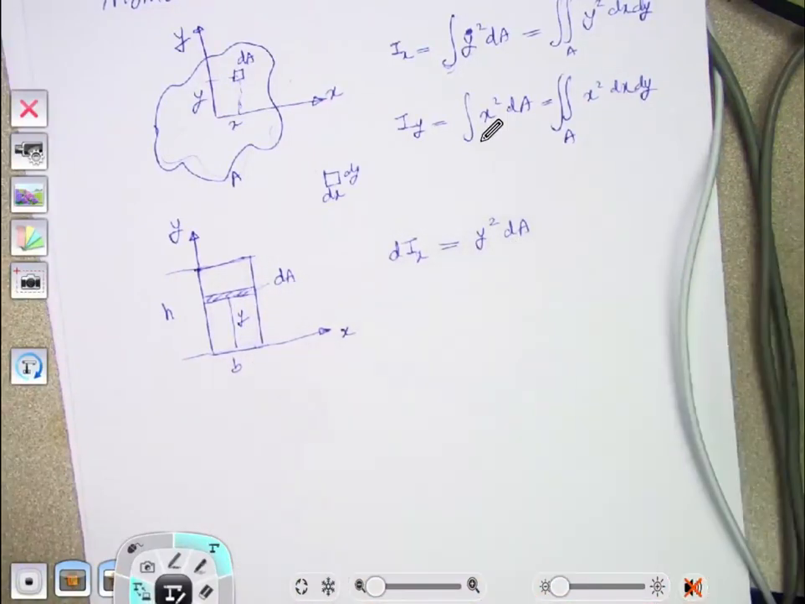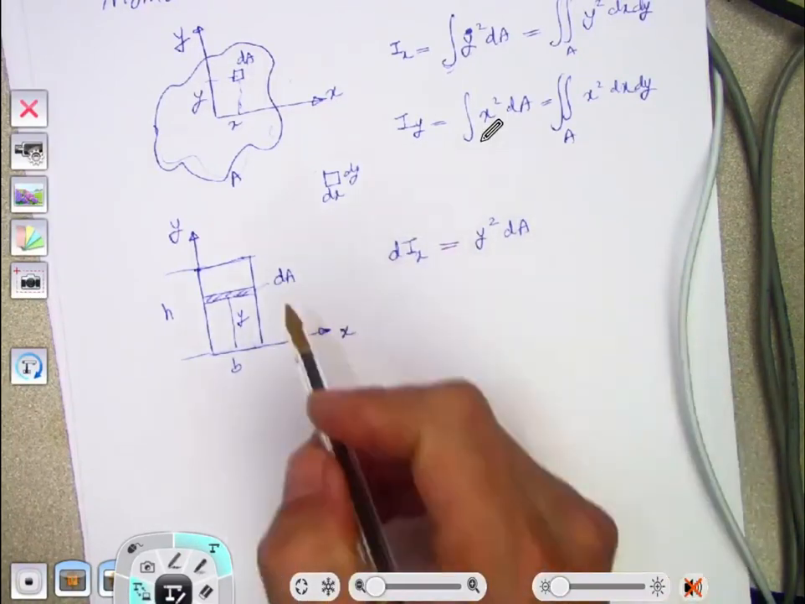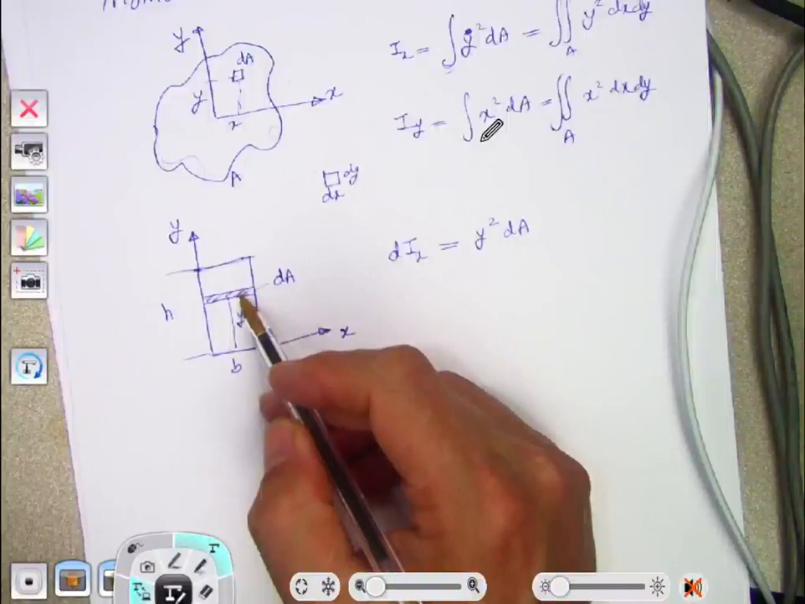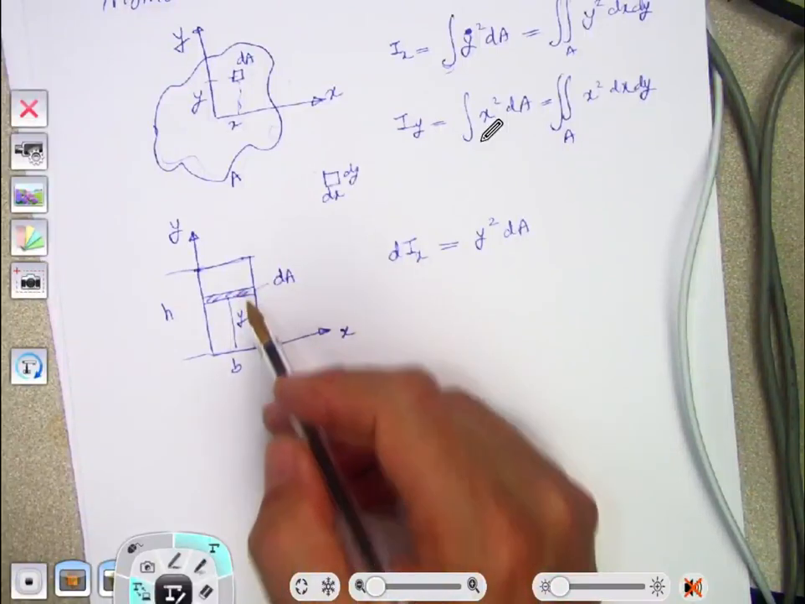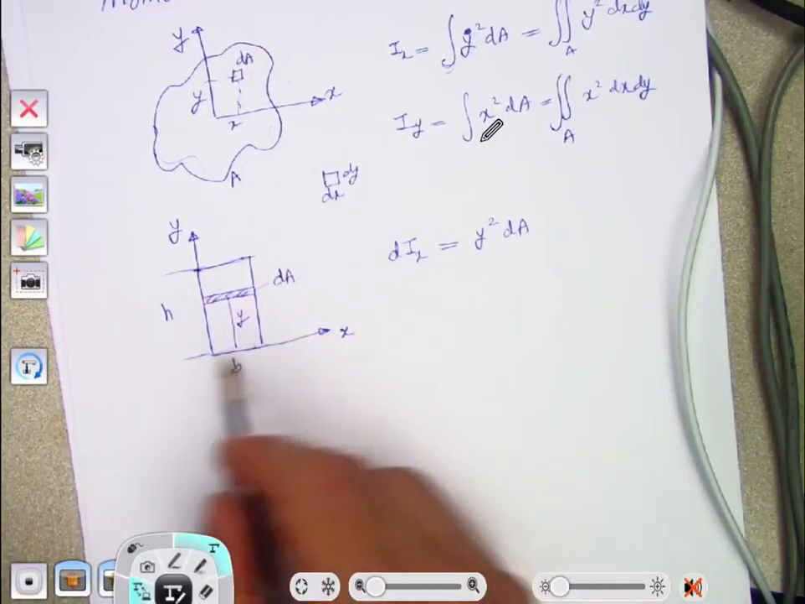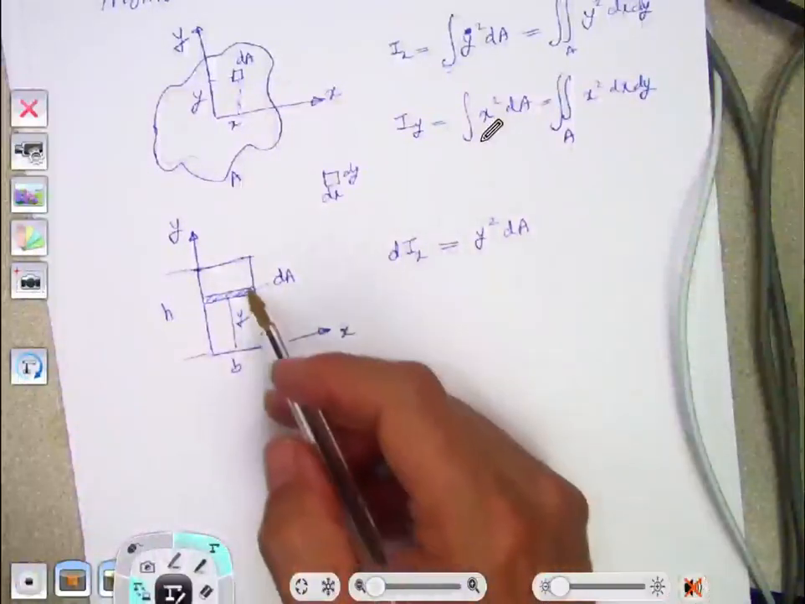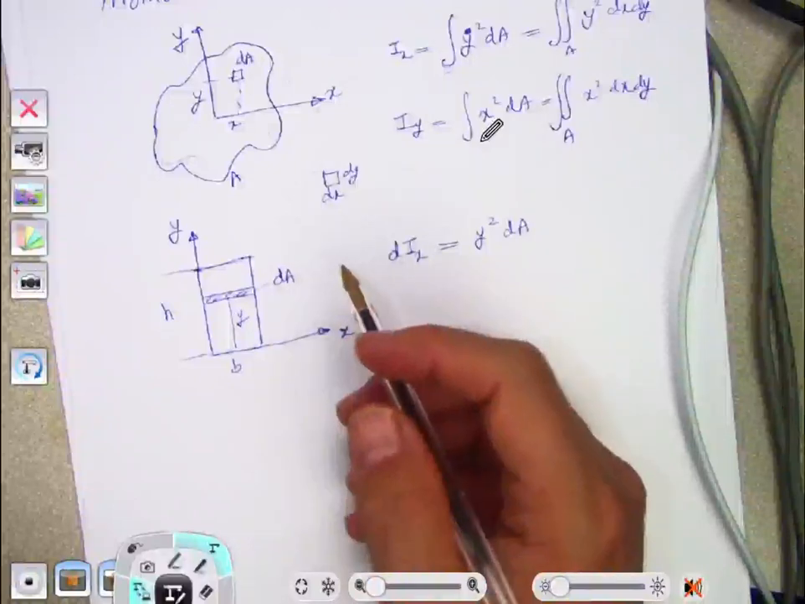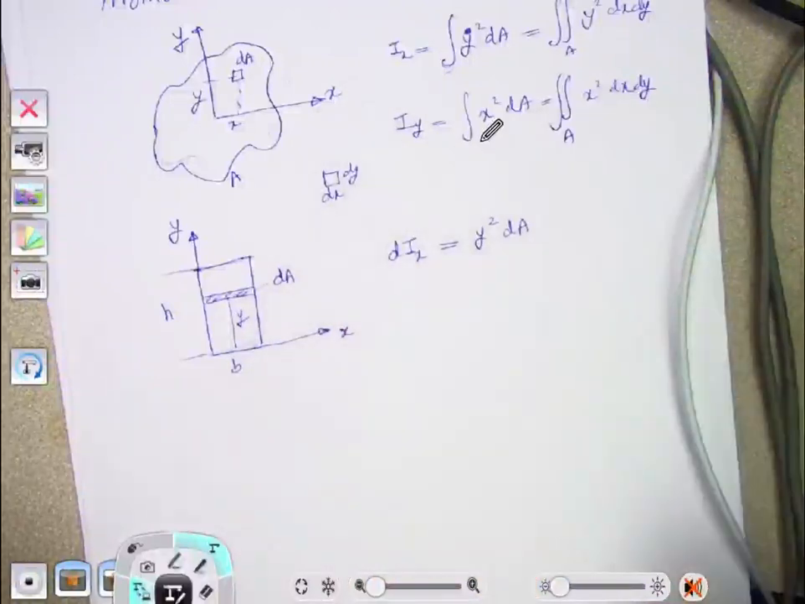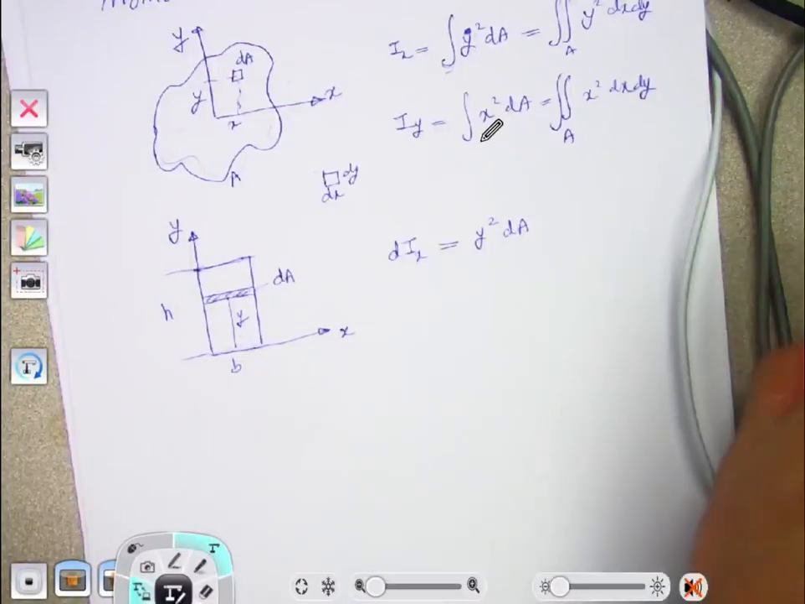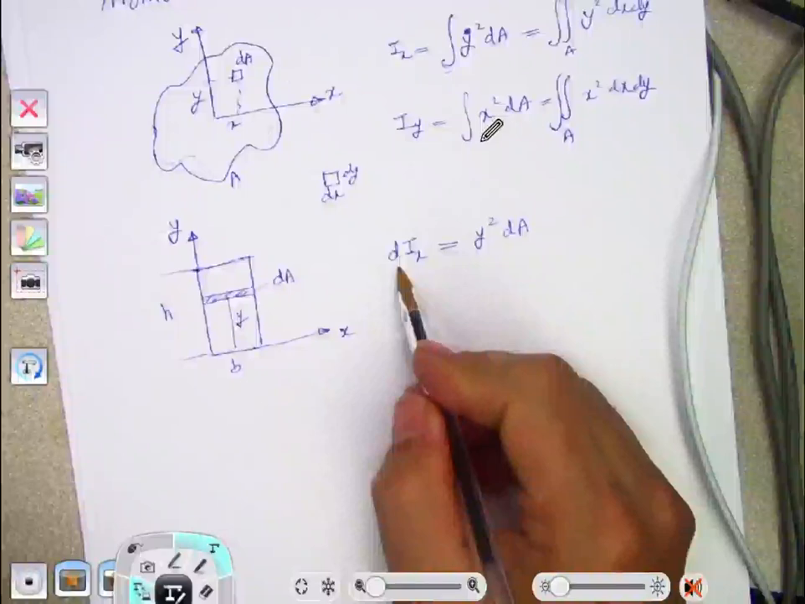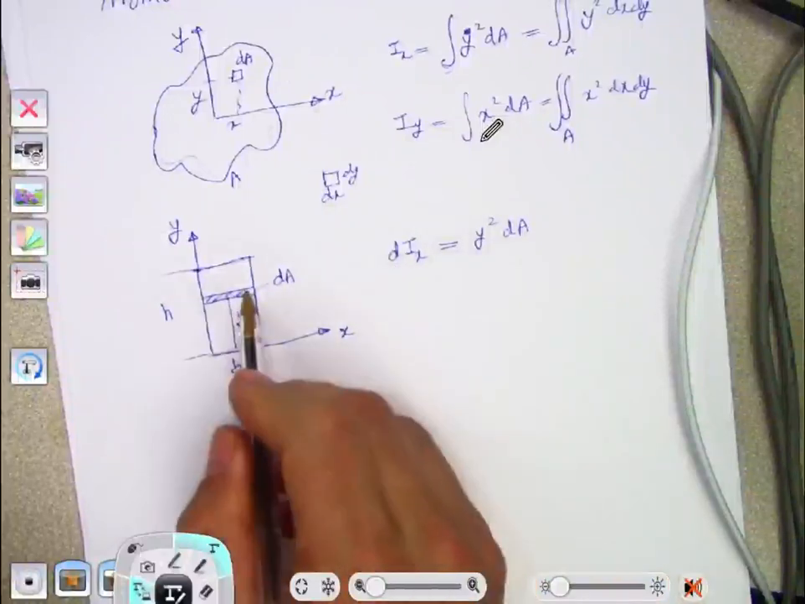The second moment of inertia tells us how an area is distributed, how far the area is distributed about an axis like the x-axis. The larger this moment of inertia, the farther your area is from the x-axis. So this is the differential moment of inertia for this differential element.